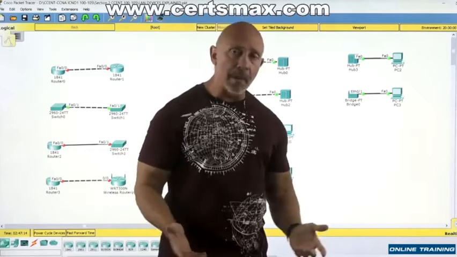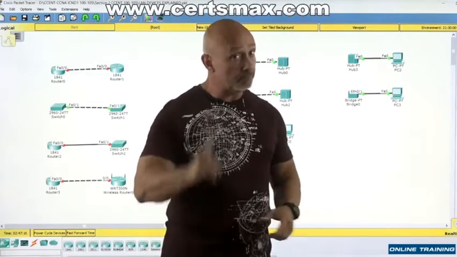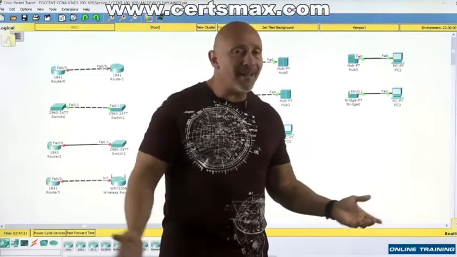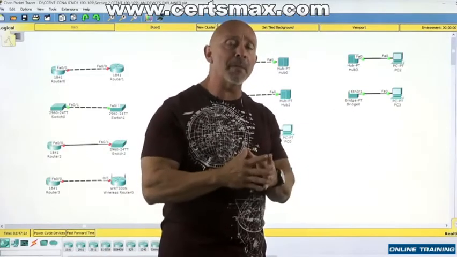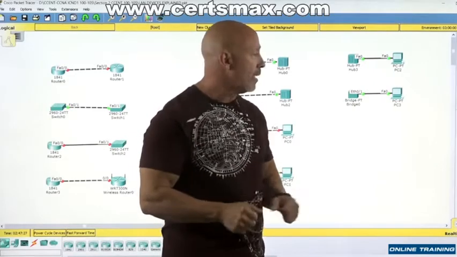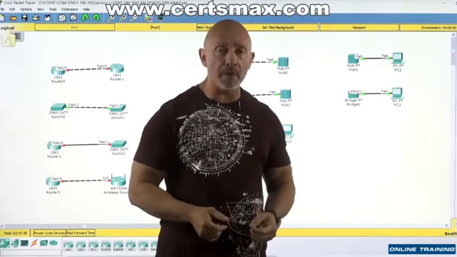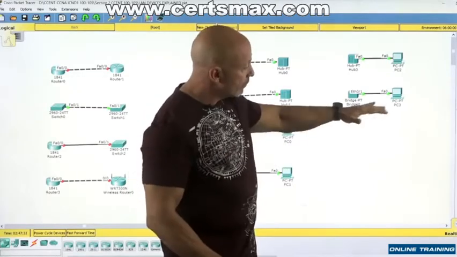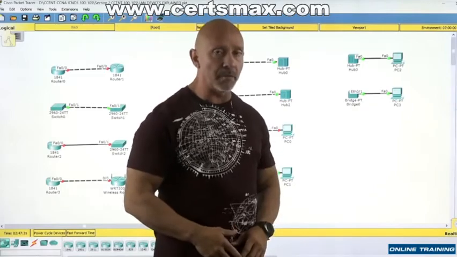Bridges, we don't use them anymore either. Wired bridges. Wireless is a whole other story. Wired bridges, no, don't use them no more. They were for the purpose of segmentation, okay? But they were limited to the number of ports, and they were software based. So for that reason, we don't use bridges anymore.